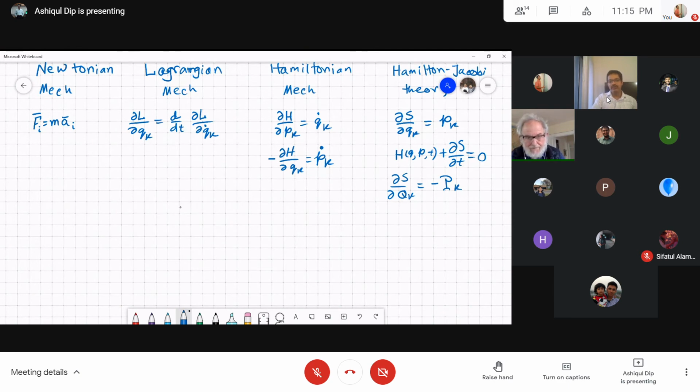How many Newtonian mechanical equations do you have for n number of particles? So you have n vector equations, for big N number of particles. Sometimes that's why it's a vector equation, so that's why it's called vectorial mechanics as well. And the other 3 are known as analytical mechanics.